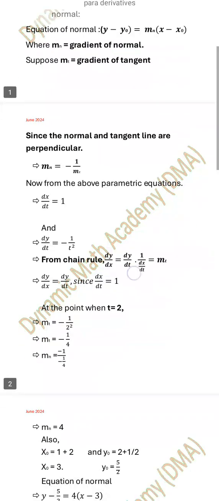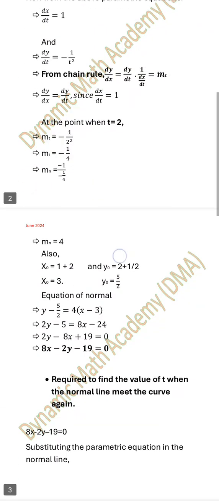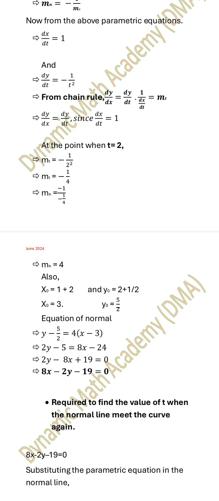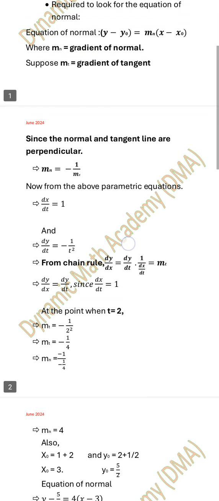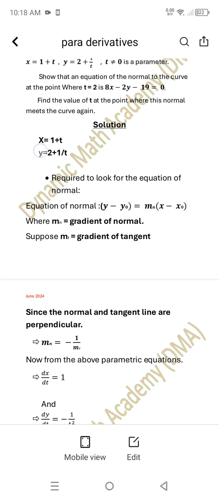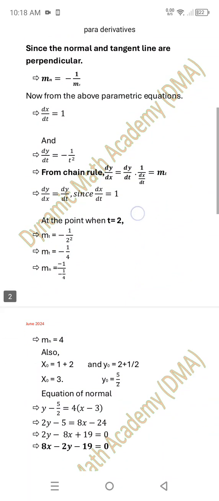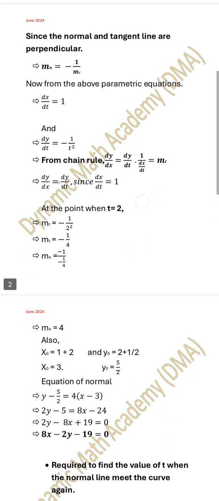Okay, now question 2 says we should find the value of t when the normal line meets the curve again. For us to look for the value of t, the idea here is that we are going to take these parametric equations and substitute them in this equation of the normal.